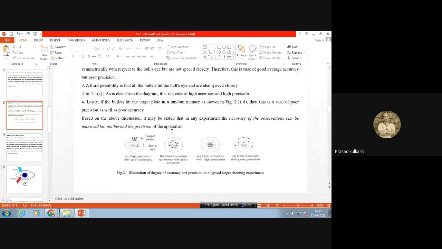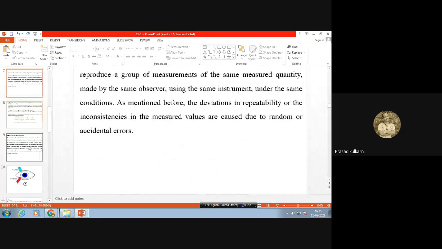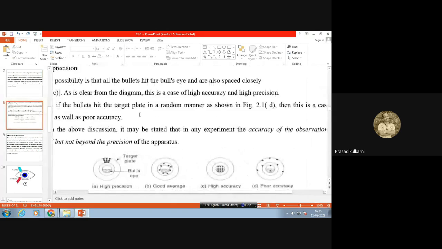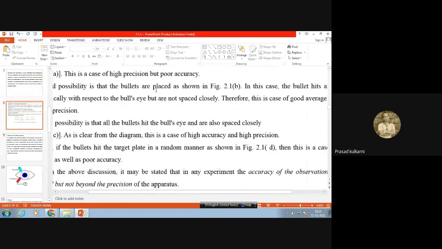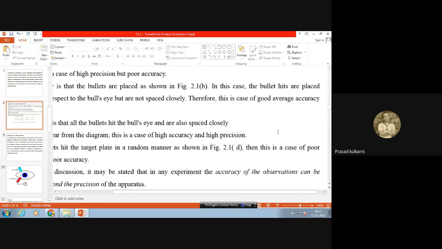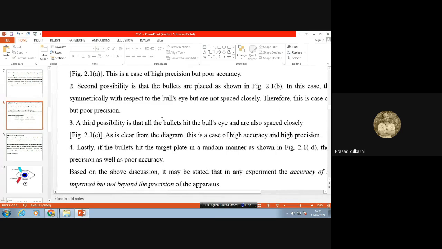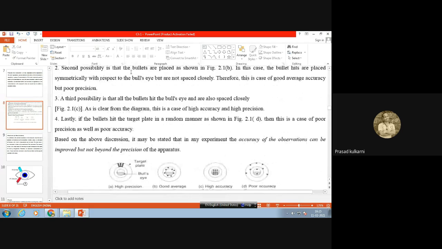Then the second diagram, what it shows. The second possibility is that the bullets are placed as shown in figure 2.1b. In this case, the bullet hits are placed symmetrically with respect to the bullseye but are not spaced closely. Therefore, this is the case of good average accuracy but poor precision.